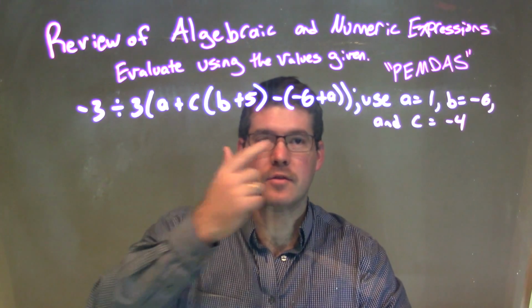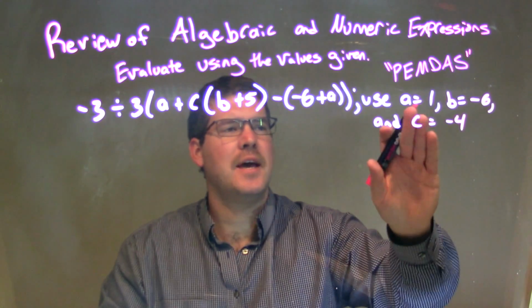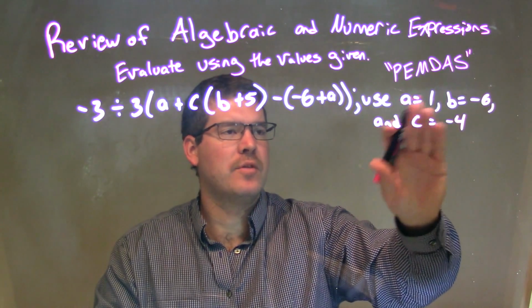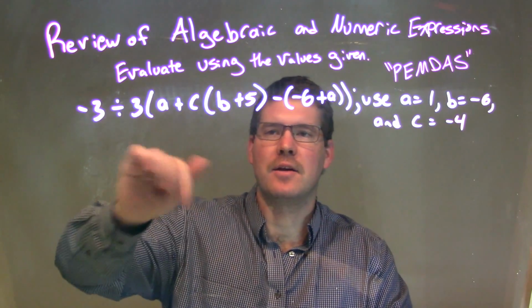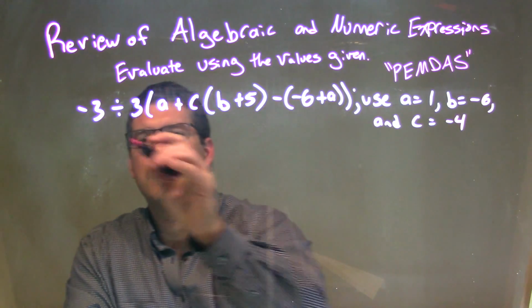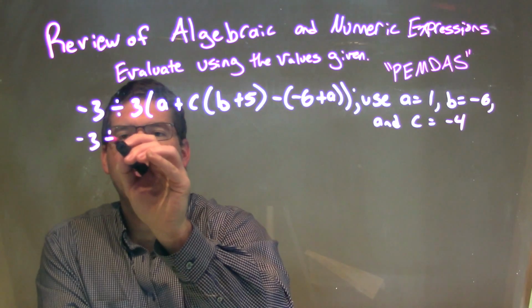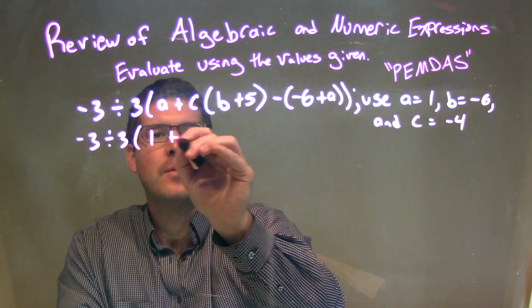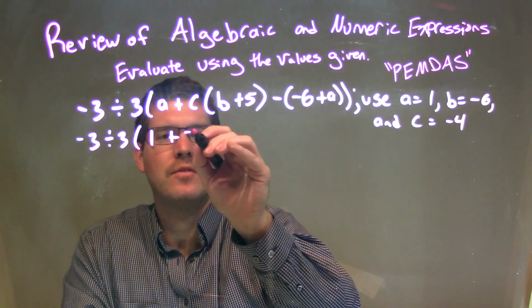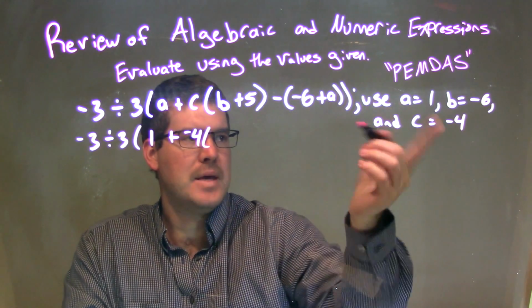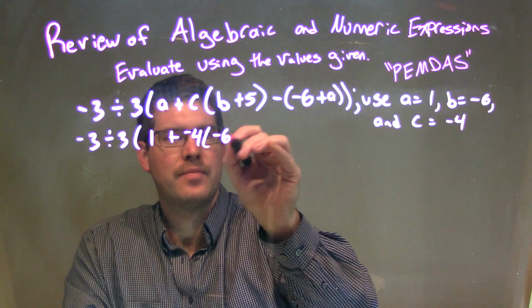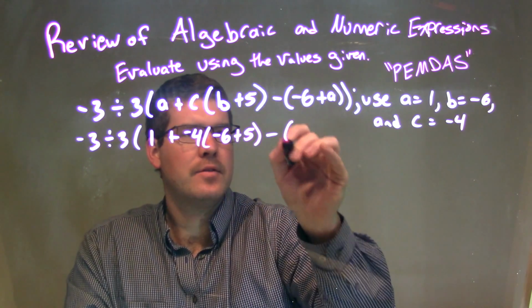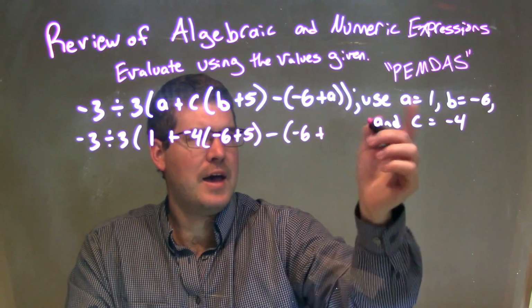Well, to simplify this expression, I'm going to take every single one of these variables that are equal to a number, find it here, and plug in that number. So let's rewrite this: -3 divided by 3 here, times a, which we said was 1, so we have 1 here, plus c, which we said is -4, so we have -4 times b, which was -6, plus 5 minus -6 plus a, which we said is 1.